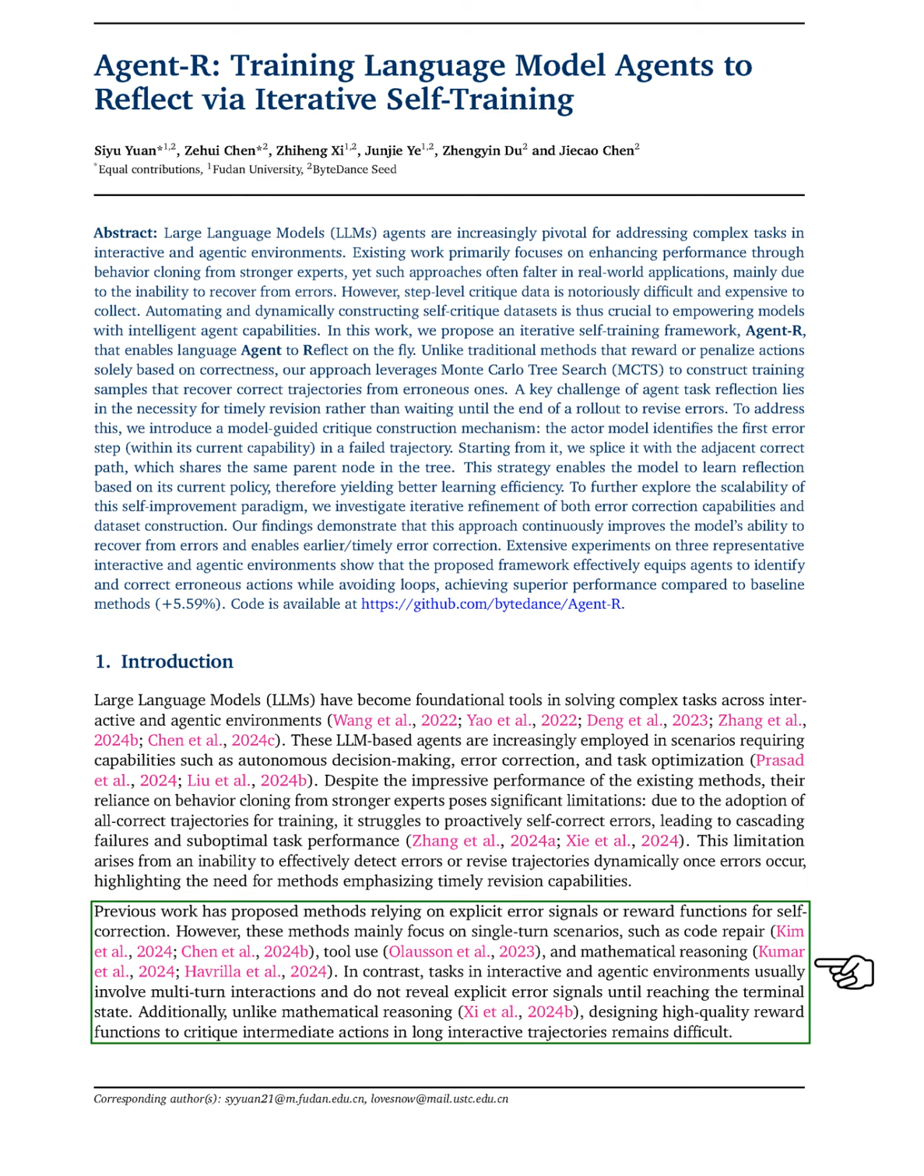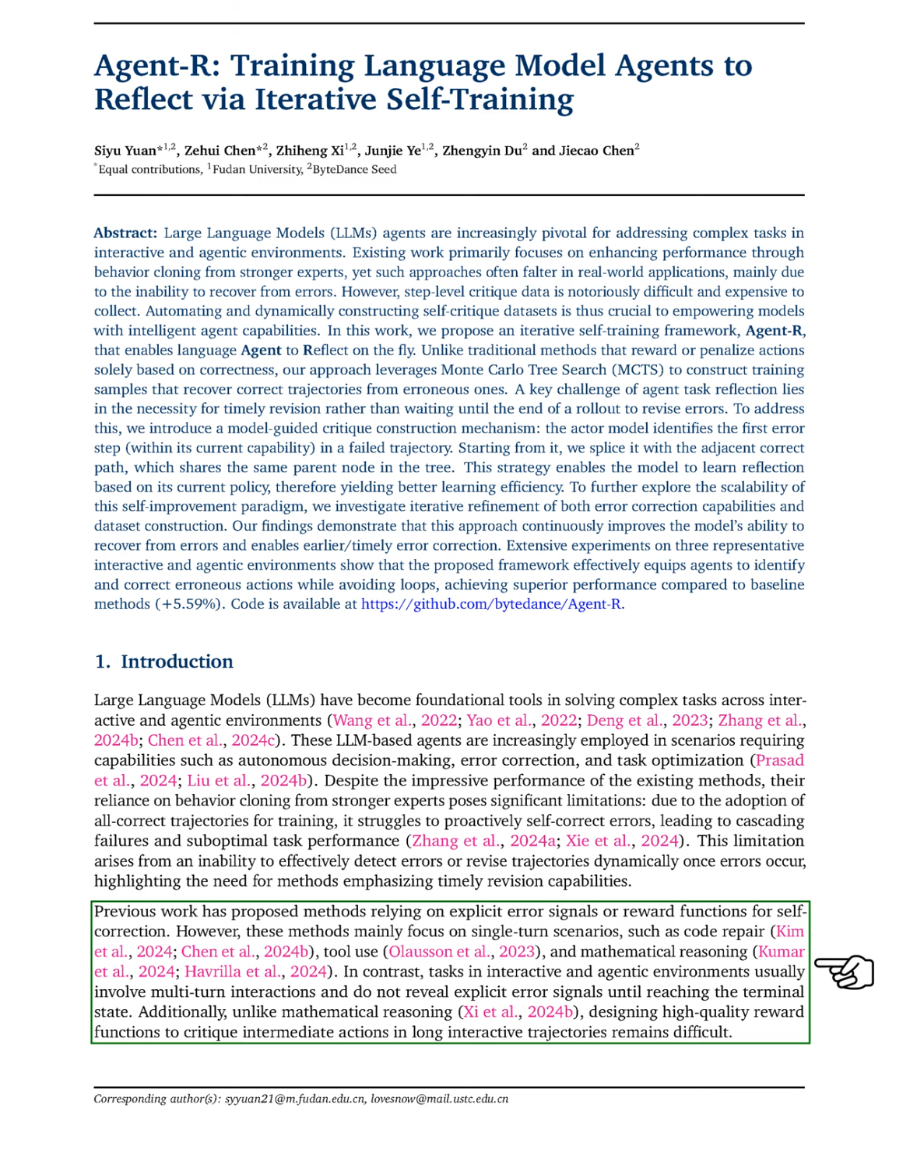We recognize that previous approaches have attempted to use explicit error signals or reward functions for self-correction, but these methods often focus on single-turn tasks and do not provide clear error signals until the end of a task. In contrast, many tasks in interactive environments involve multiple interactions and do not reveal errors until the final outcome. Additionally, creating effective reward functions for assessing intermediate actions in lengthy interactions is challenging.